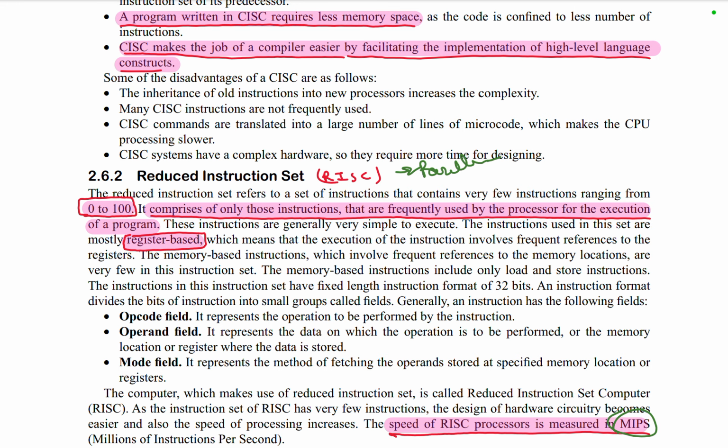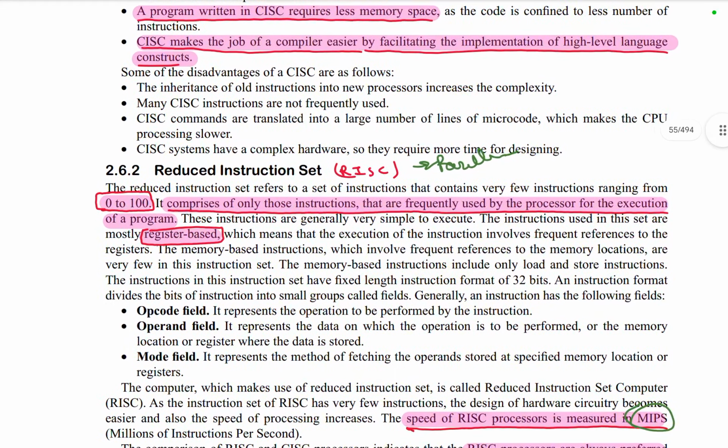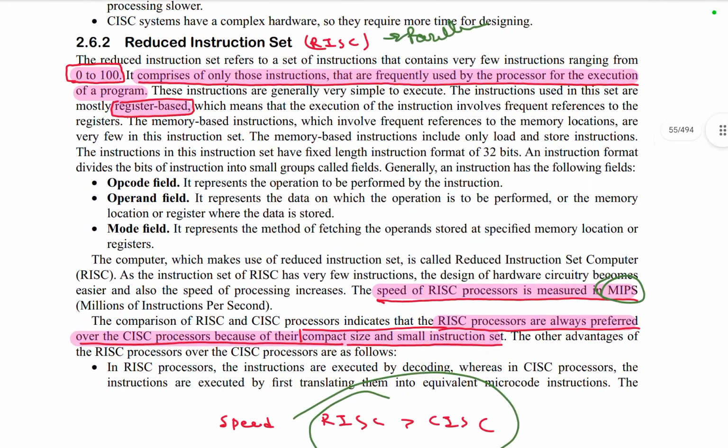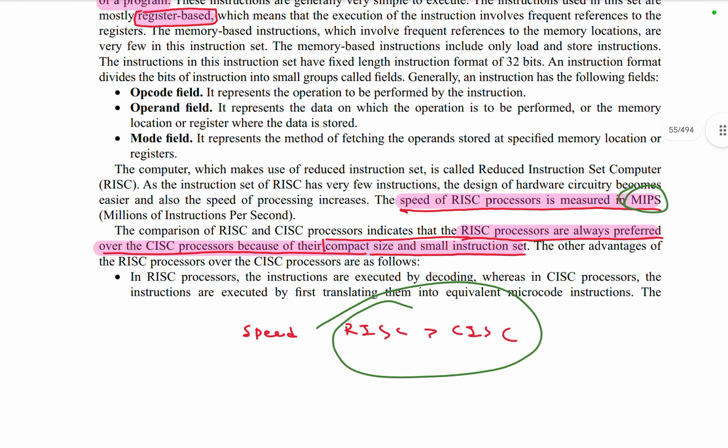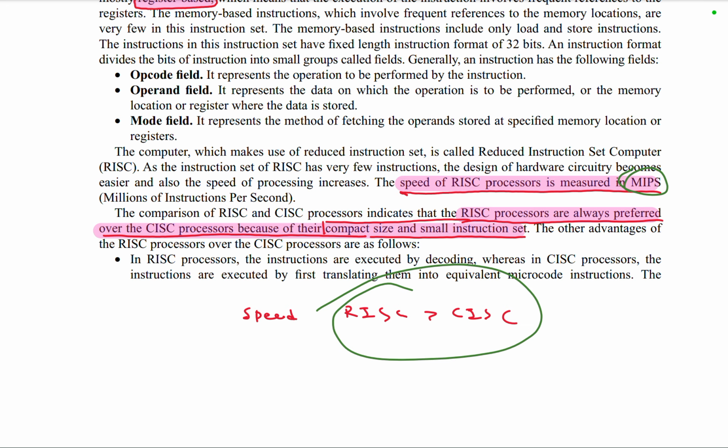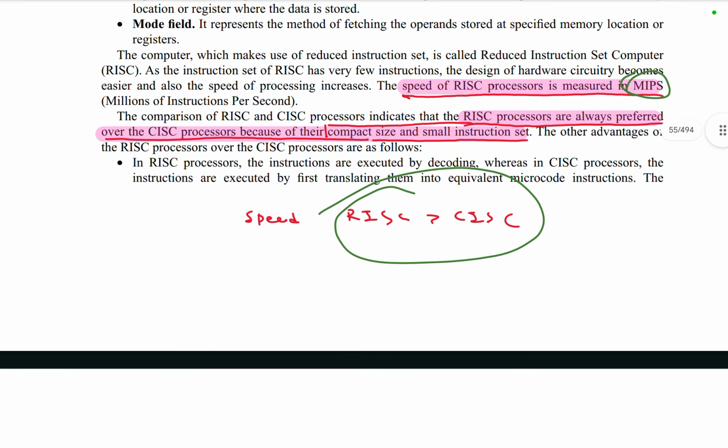Reduced instruction set, RISC: the number of instructions ranges from 0 to 100, and comprises only those instructions that are frequently used by the processor for execution of a program. This set is mostly register based. The speed of RISC processors is measured in MIPS, millions of instructions per second.